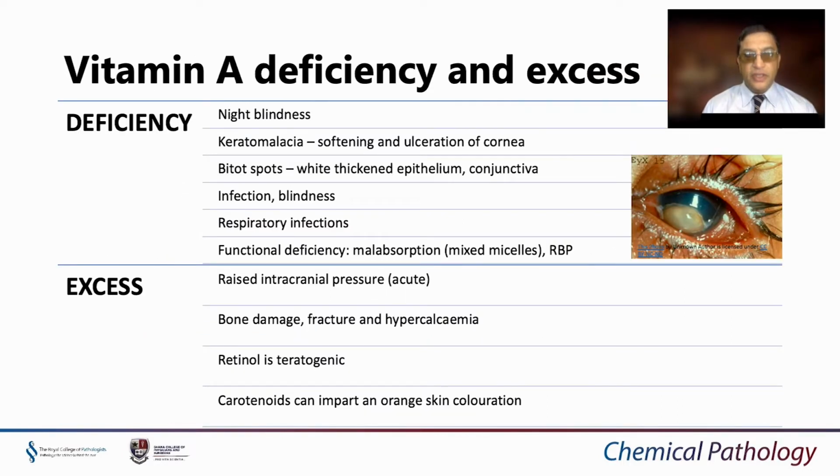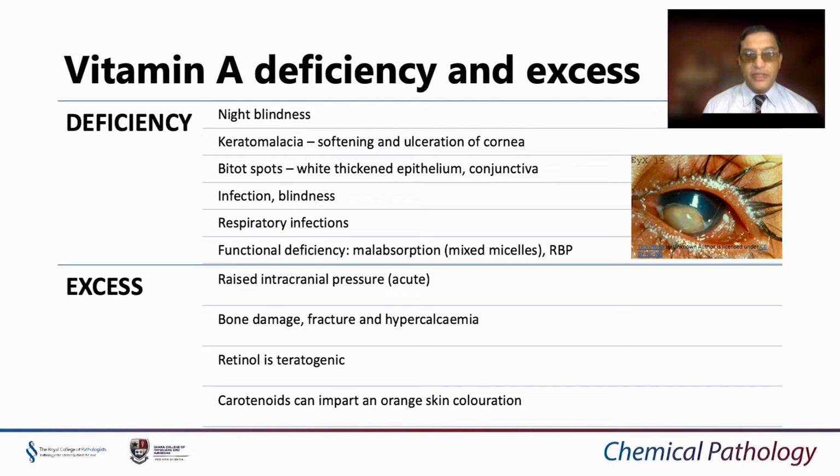Vitamin A deficiency causes night blindness, keratomalacia, which describes a softening and ulceration of the cornea, and the formation of Bitot spots, which are white, thickened epithelial areas in the conjunctiva. The ocular signs can also demonstrate infection and progress to blindness if untreated. Milder respiratory infections are also noted.